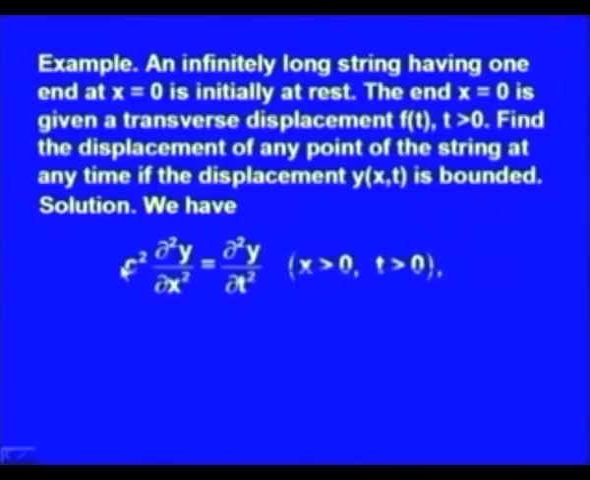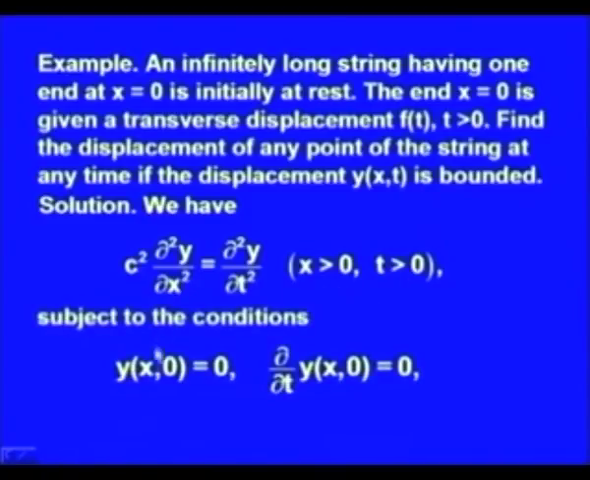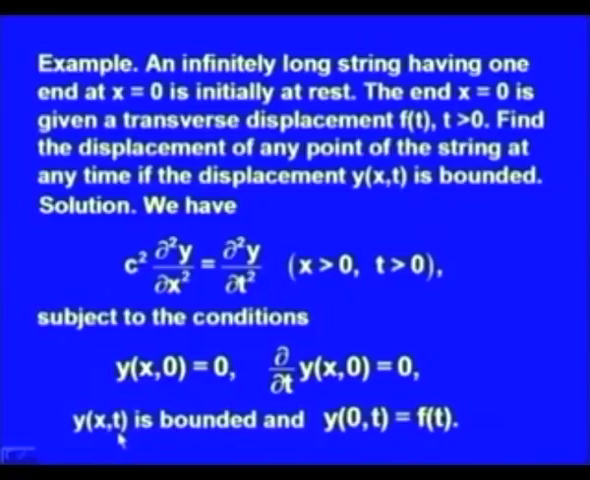So, we are giving this transverse displacement to the string at the end x equal to 0, and this is the differential equation which governs the transverse displacement of a string, that is, del square y over del t square equal to c square del square y over del x square, where x is greater than 0, t is greater than 0. We are given that at x equal to 0 the displacement is f of t, and the string is at rest at t equal to 0. So, y of x, 0 is equal to 0, and del y over del t of x, 0 equal to 0, and we are also given that y of x, t is bounded.